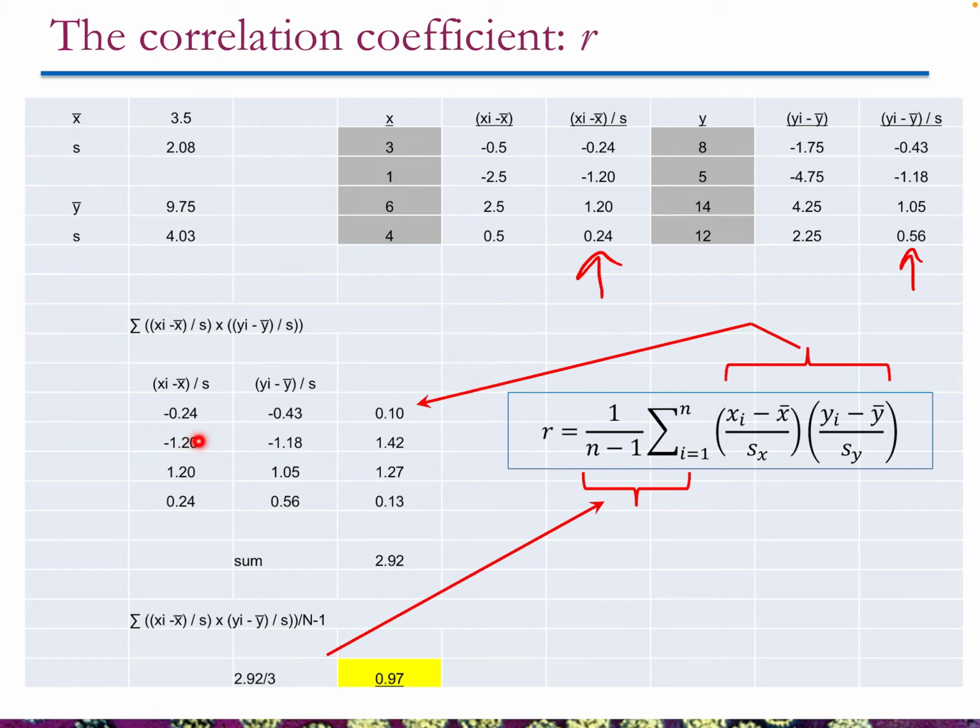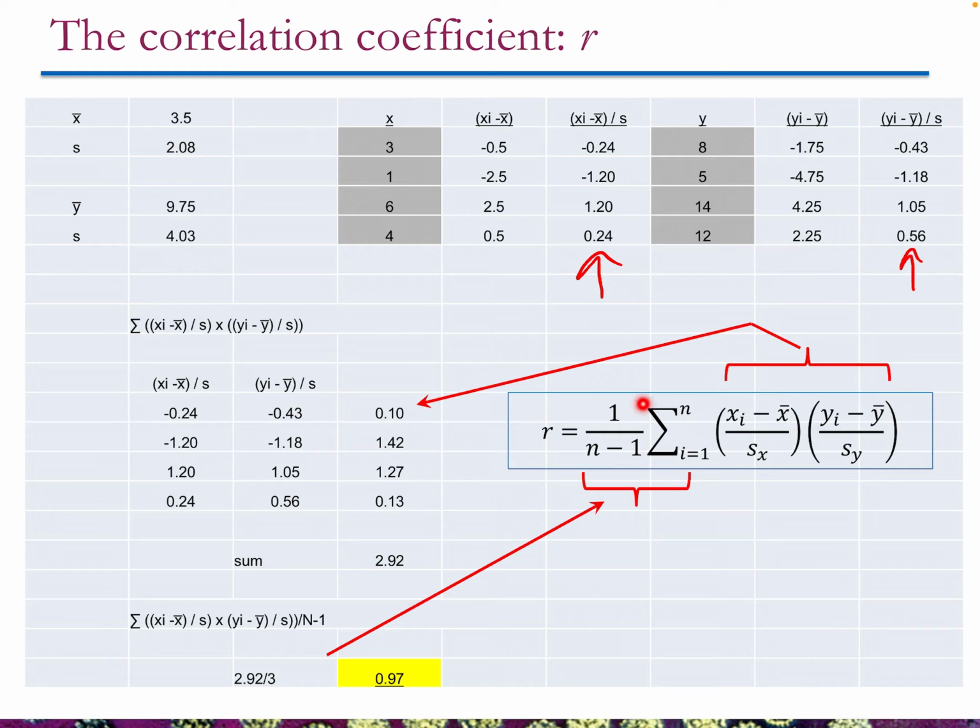Do the same thing for the second pair of data, 1 and 5. Here we calculate the two together, 1.42. We've done that calculation for our second pair of data points. We do it for our third and our fourth. All right, now we have done all of this for all of our data pairs. Next thing we have to do is add them all up. This is the sum. You sum the result of this calculation. So we're going to add up all these numbers. Here's our sum, 2.92.